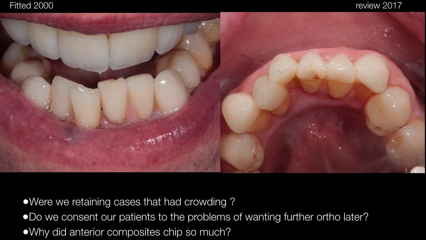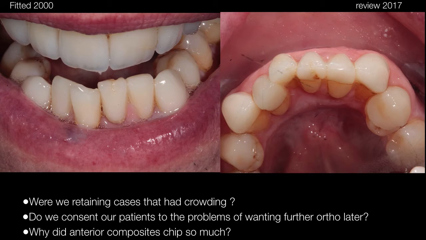So if you look on the right side of the screen, his teeth, just so that you know, are as crooked as they were when I veneered them 17 years ago, and what's happened is they've moved back to the same position and possibly got even worse. So it's pretty horrifying for me to see this, but it's also a very good lesson for us to understand that if we are going to do veneers or crowns on teeth that are not optimally positioned, they are going to move. And this is the thing, were we retaining cases that had crowding? Well, back in those days I wasn't, because I didn't know.